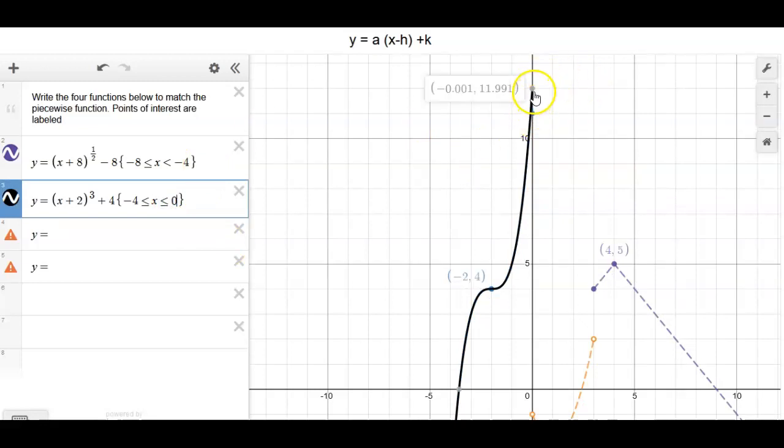So it goes to 0. Remember, we're only doing the x values when we do domain.